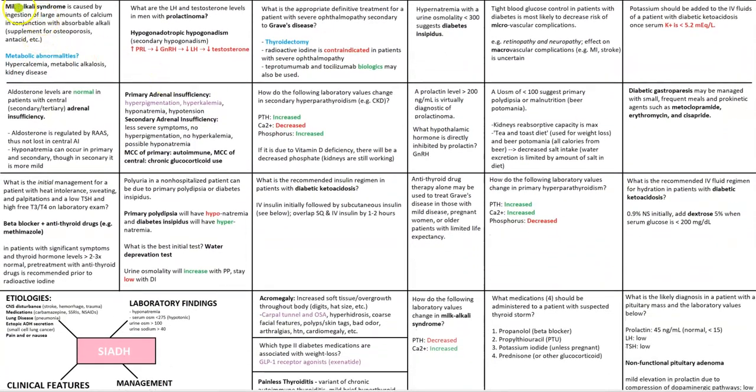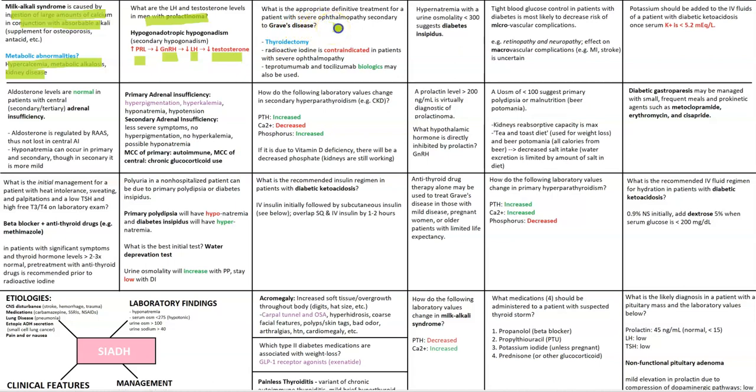The next one is milk alkali syndrome, and it's caused by large amounts of calcium in conjunction with absorbable alkali, so a supplement for osteoporosis or an antacid. Metabolic abnormalities, and this is high yield: hypercalcemia, metabolic alkalosis, and kidney disease. What are the LH and testosterone levels in men with prolactinoma? That would be hypogonadotropic hypogonadism, secondary hypogonadism. There's increased prolactin, which leads to decreased GnRH, which leads to decreased LH, which leads to decreased testosterone.